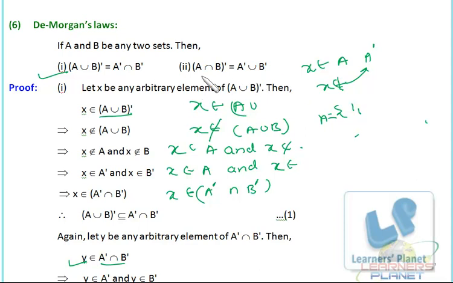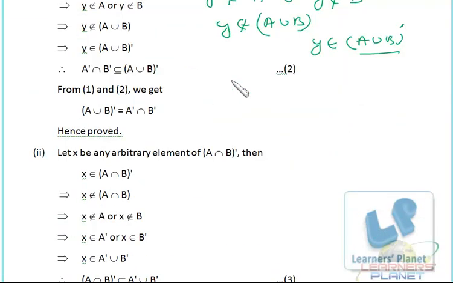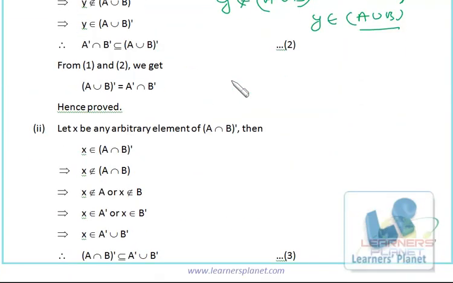Similarly, we can take this part, A intersection B whole dash is equal to A dash union B dash, right? Again, we'll start with X, an arbitrary element. We'll prove this side is subset of this. Then we'll take this side and we choose an arbitrary element Y and prove this side is subset of this. Okay, so just go step by step. A intersection B whole dash. First of all, we establish this. So X is an element of this.